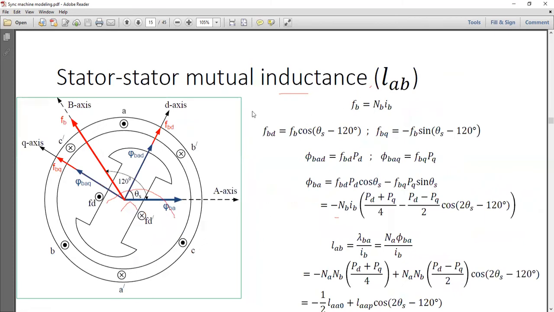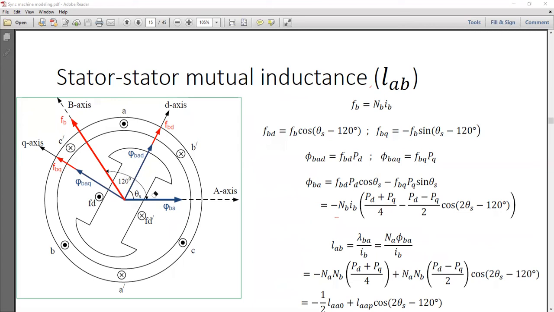Now let's go through LAB, the mutual inductance calculation between the stator to stator coils. We start with some MMF calculation. The MMF would be along the B axis, so that is FB equals NB into IB. Now what is FBD?